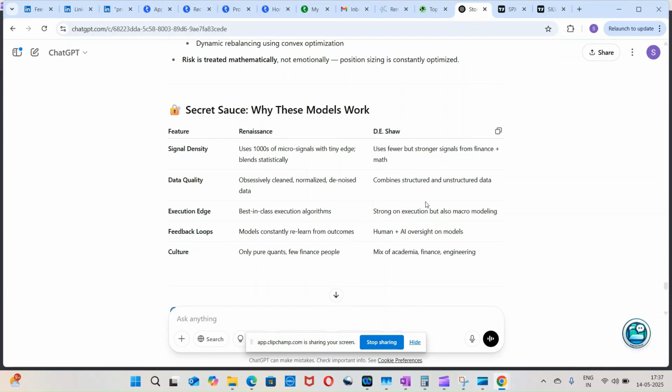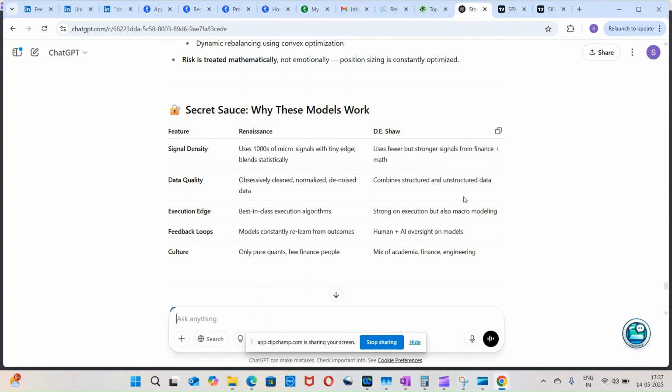Yeah, that is one thing. And even Renaissance Technologies uses not only mean reversion, it also uses linear regression techniques. AI and ML also it uses, apart from high frequency trading. So they have best in class execution algorithms, and it is strong on execution and macro modeling. These models relearn from outcomes. These feedback loops are there, and this is human plus AI oversight. The culture of Renaissance is pure quants, few finance people. DE Shaw is a mix of academia, finance, and engineering.